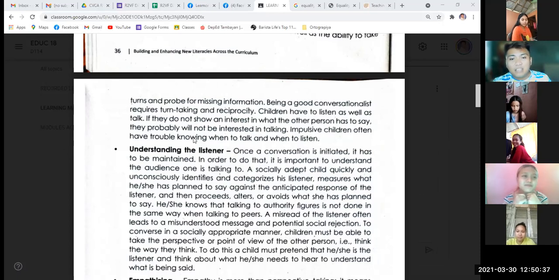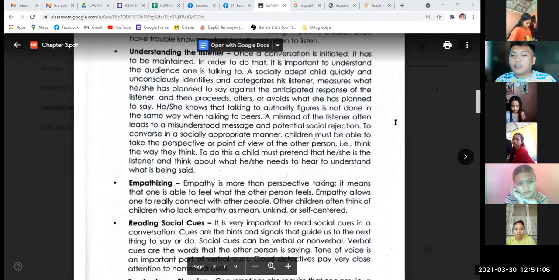Kung halimbawa kami ni Christine, kami nila RJ ay magkakausap, kahit na sila magkakaibigan, pag meron silang kasamang mas nakakatanda o maestra, the way they talk are being limited. Tama? Yes, sir. Why? Because we try to adapt with the situation depending who is the person we're talking to. So this is the idea. Okay? And then of course, empathizing.